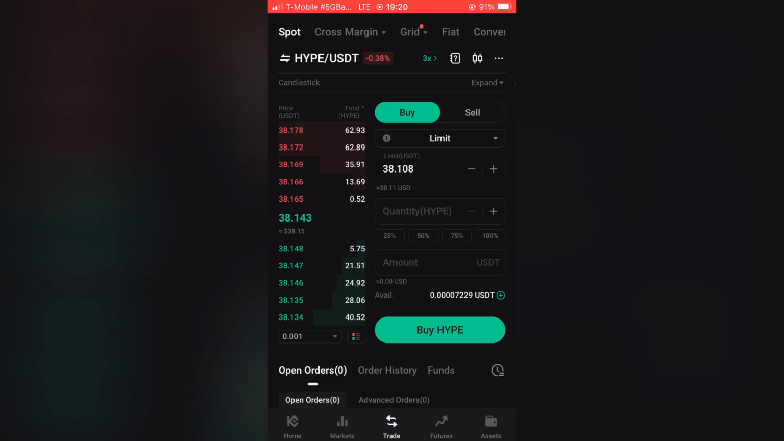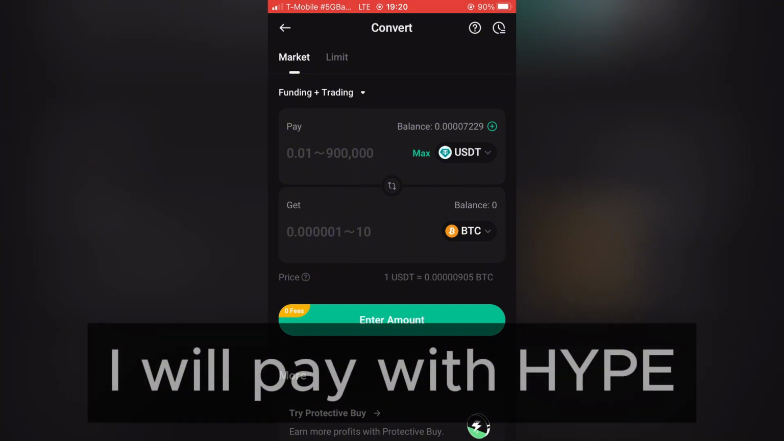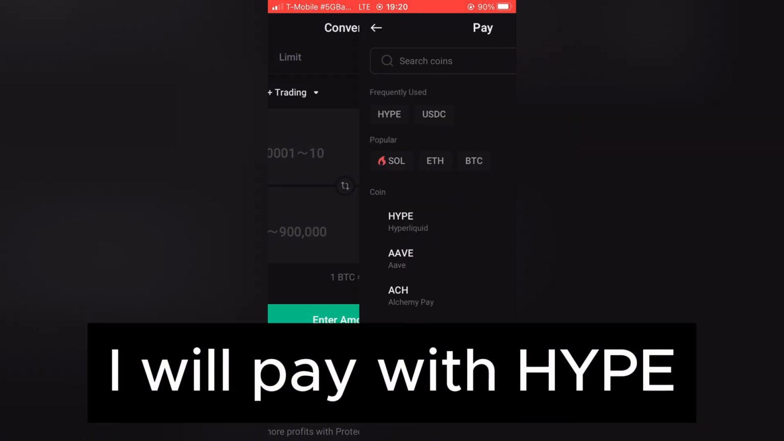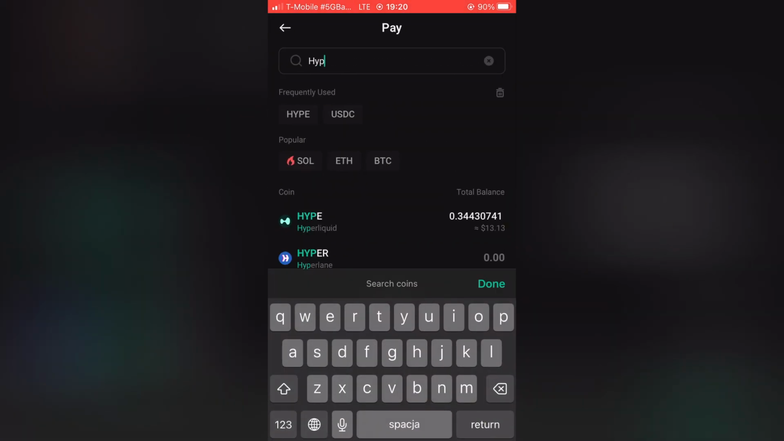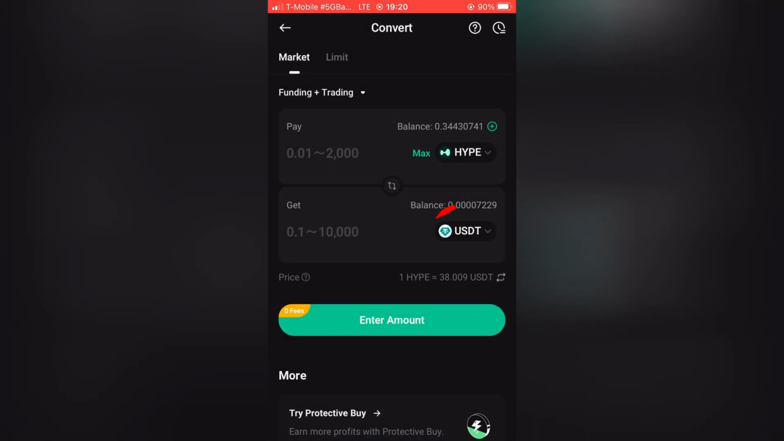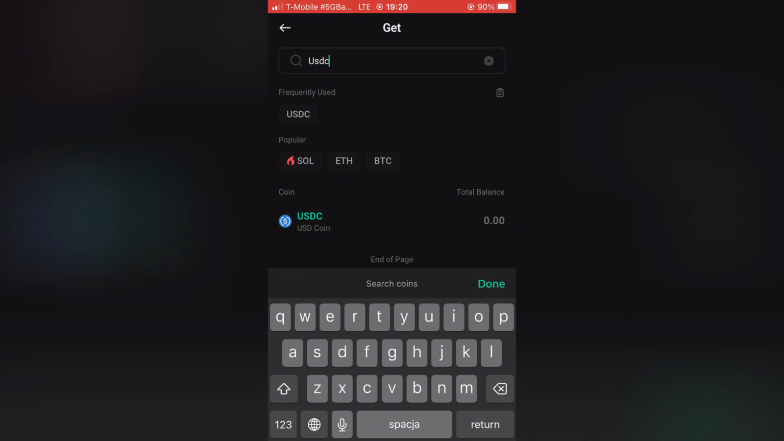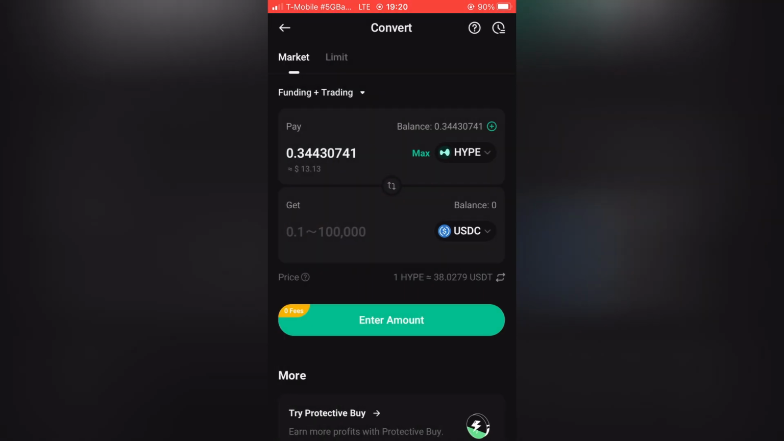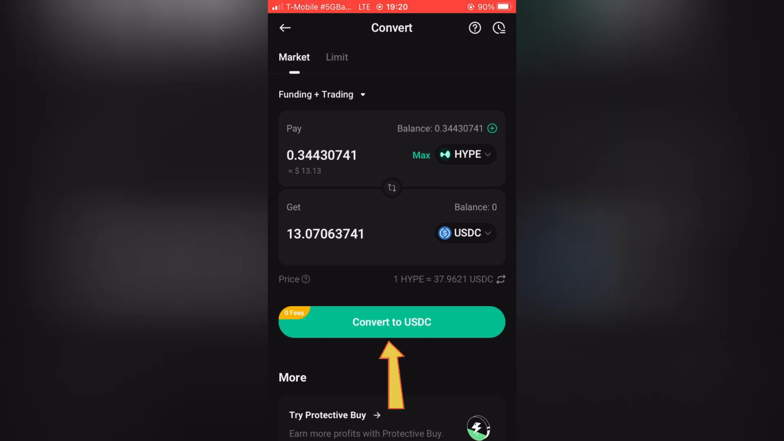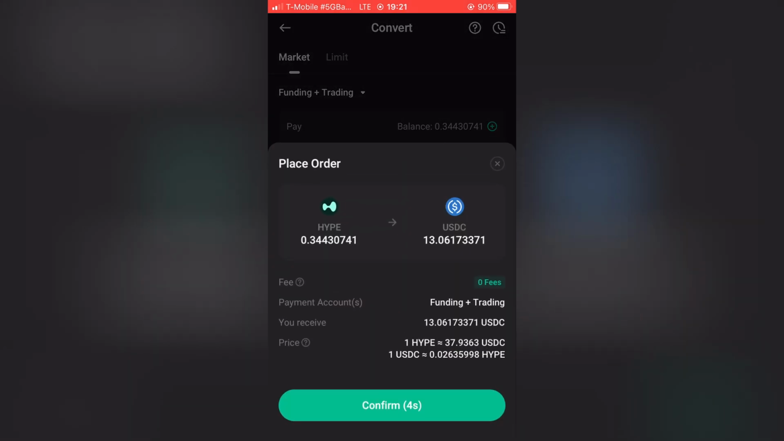But if you want the quicker way, go to the Convert section. We need to pay with Hype, so let's find this crypto on the list. I want to get USDC, so let's find it on the second list. Here it is. Now you only need to type how much you want to convert, and click Convert to USDC.